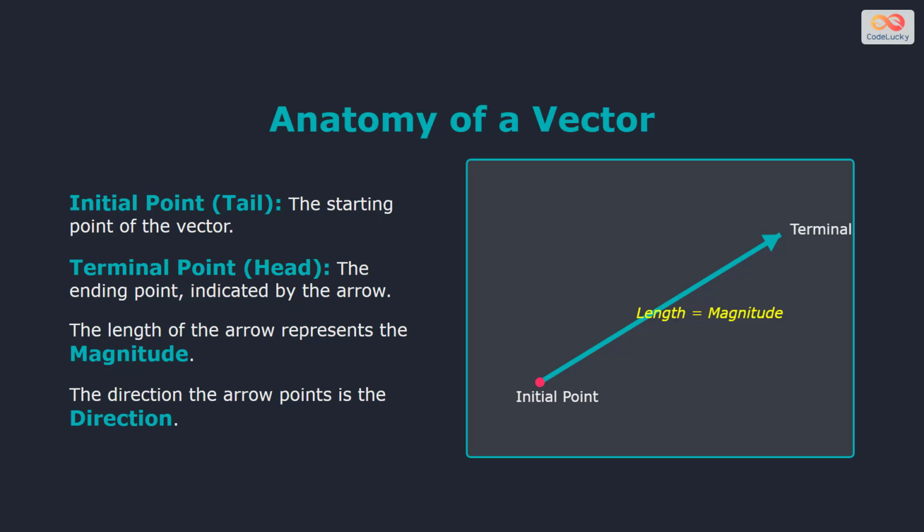Let's look at how we visually represent a vector. We draw it as an arrow. The starting point is called the initial point, or the tail. The ending point, where the arrow is, is called the terminal point, or the head. The length of this arrow directly corresponds to the magnitude, and the way it points shows the direction.